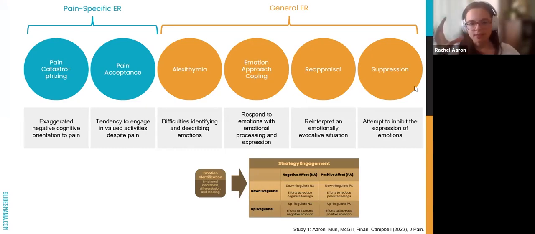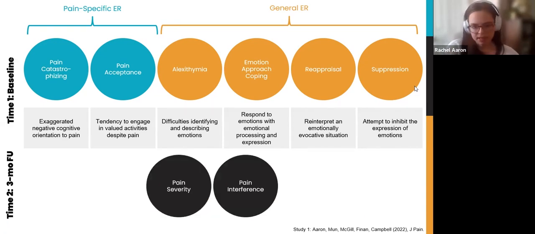So here we have alexithymia, getting at emotion identification. And then we have emotion approach coping, which is a way of upregulating emotions. It's responding to emotions by processing them and experiencing them. We have reappraisal, which is the strategy of restructuring negative or catastrophic thoughts to be more neutral or realistic. And then suppression, which is trying to tamp them down to feel less of it.